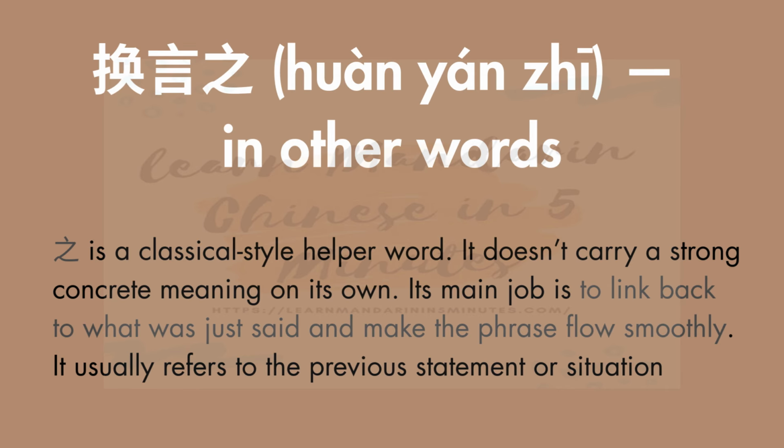In 换言之, 之 is a classical style helper word. It doesn't carry a strong concrete meaning on its own. Its main job is to link back to what was just said and make the phrase flow smoothly. It usually refers to the previous statement or situation. So the whole phrase means, in other words, it's used to restate the earlier point in a different way.